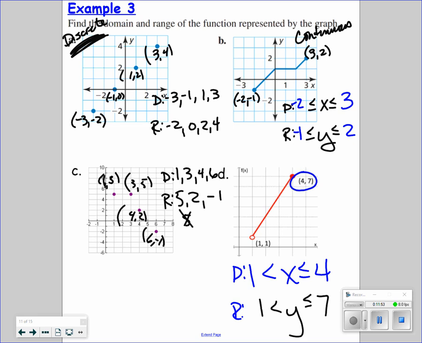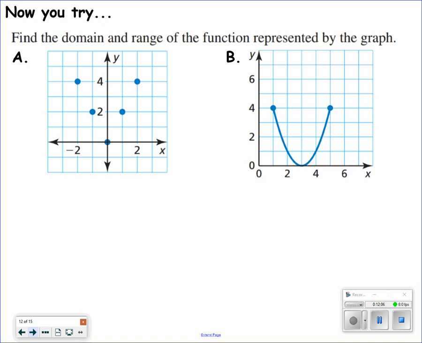So for continuous graphs, you're basically going to have an inequality. For discrete graphs, you're going to have individual x's and individual y's. So let's do the next one. This is a you try, so if you want to hit pause for a second and try it yourself.